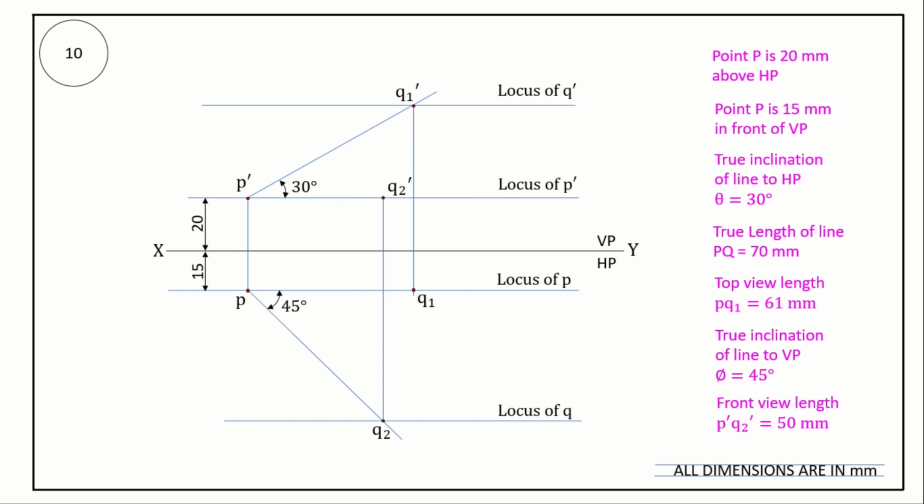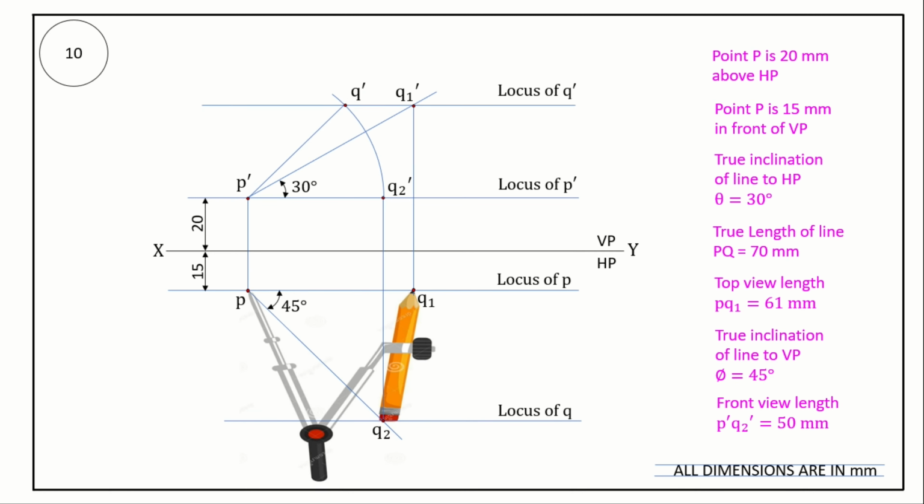Now, we know both the front view length and the top view length, and also we have now drawn the locus of q dash and locus of q. Using rotating line method, we will now locate the point q dash and q. Take compass, measure radius of length equal to p dash q2 dash, equal to 50 mm. With center point as p dash, draw an arc. This arc cuts the locus of q dash at a point q dash. Join p dash q dash. This line is the front view of the given line.